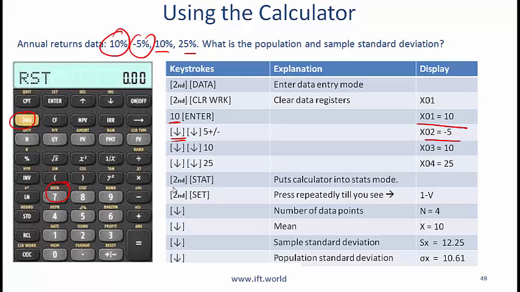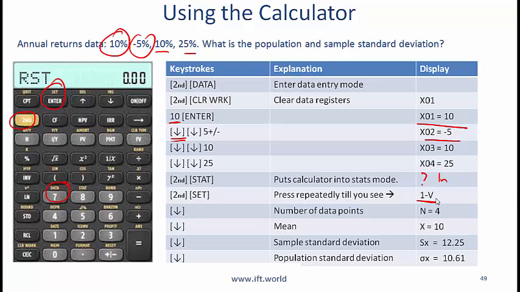Then you hit second, stat. This puts the calculator into statistics mode. What you might see is uncertain. Either you might see 1-V, which stands for one variable, or you might see LN or something else on the display. What you need to do is keep hitting second, set, until you see 1-V. This stands for one variable. Since you are doing a one variable calculation, the calculator should be in one variable mode.